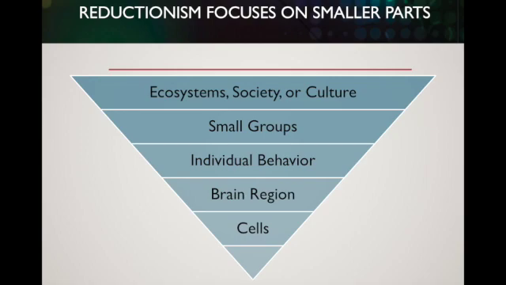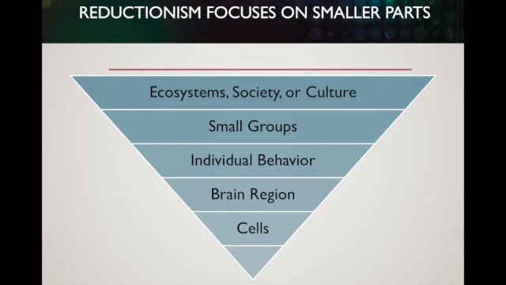So reductionism, as I mentioned, focuses on the smaller parts of an organism. So at the highest level, areas of sociology or anthropology might be focused on looking at ecosystems, society, culture, maybe even small groups of individuals and what causes their behavior. Psychology, on the other hand, in general may focus on small groups and how that triggers people's behavior or relates to behavior. They may focus on how the individual triggers their own behavior, and maybe some areas of psychology will start to focus on the brain regions and the cells.